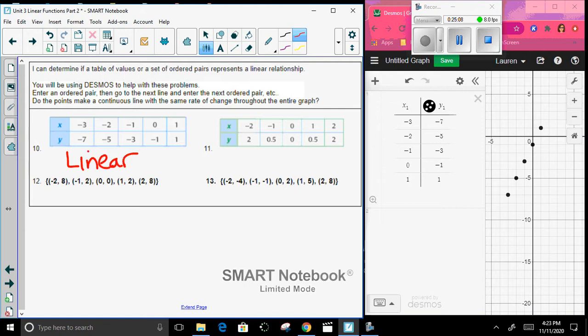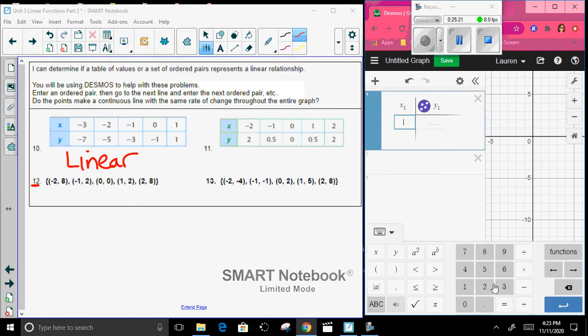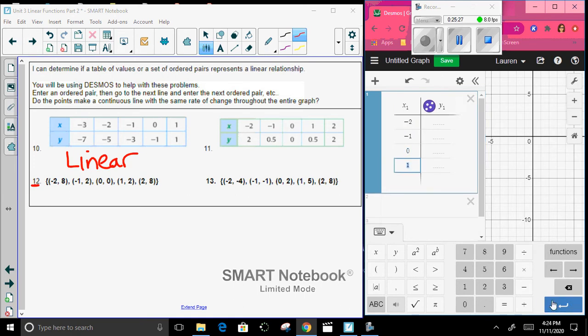I'm going to jump to number 12 and do number 12 with you. The set of ordered pairs. Remember, the set of ordered pairs, make it a table, just like we did in the first one. So actually, I could have written right over that one. So the x values, 0, 1, 2, and now I can put in the y values that correlate to them.